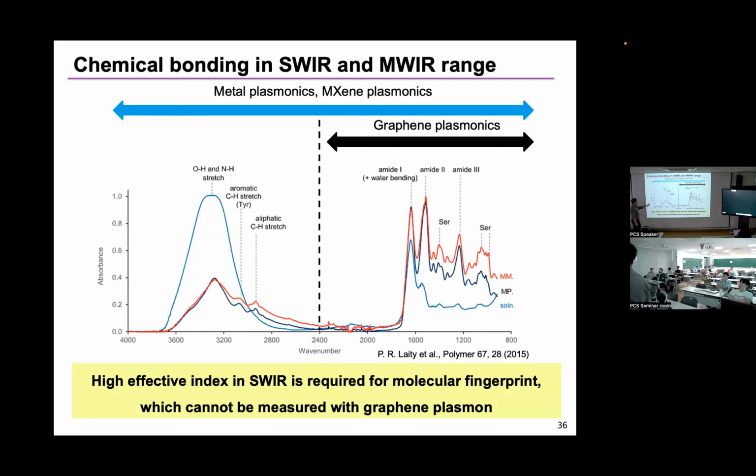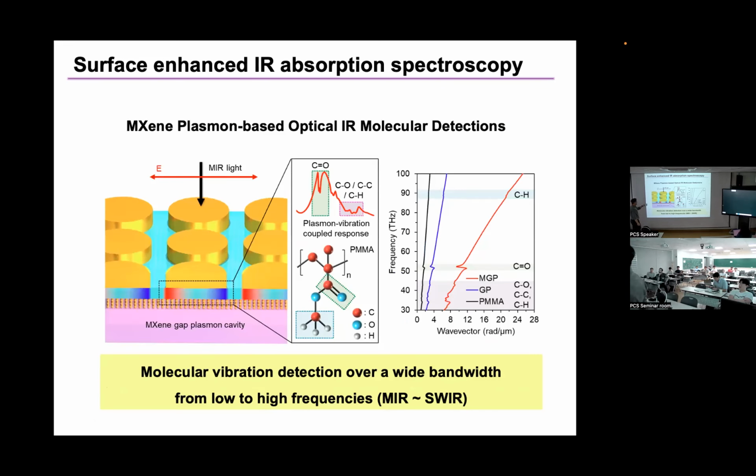MXene also can cover the graphene plasmonic vibration modes. Graphene plasmonic frequency can cover the MXene, and even the MXene plasmons can cover the metallic plasmonic mode. So the MXene plasmons can detect all the signals of the molecular vibrations in the IR region. We fabricated this ladder structure, the gold ladder structure, and we located MXene, and we put the PMMA polymer between the metal and the MXene layer. So we want to see the vibration modes of the PMMA polymer layers.